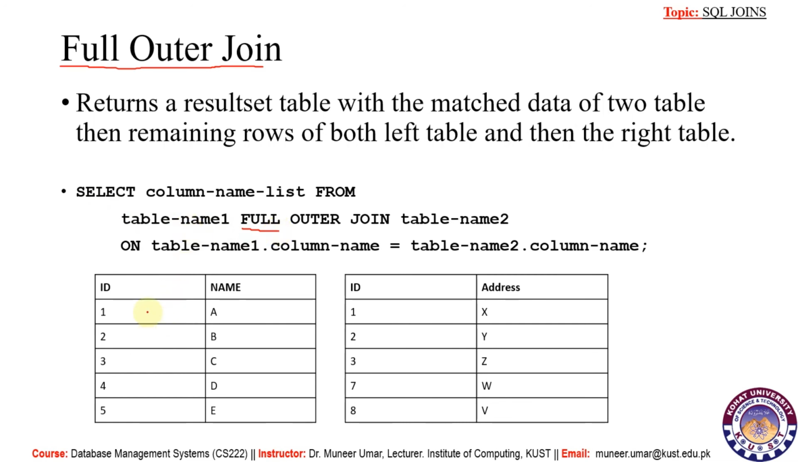Note one thing, that here we will get matched data, then unmatched data. So we will get 4 D and null, then 5 E and null. After that we will get 7 W and 8 V. So we will also get null for these two tuples.